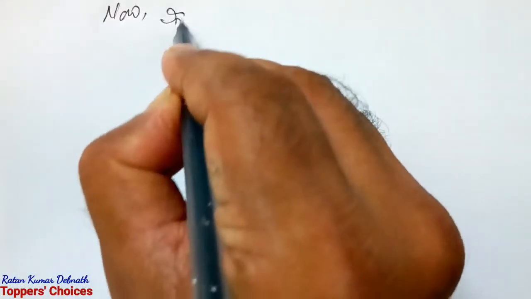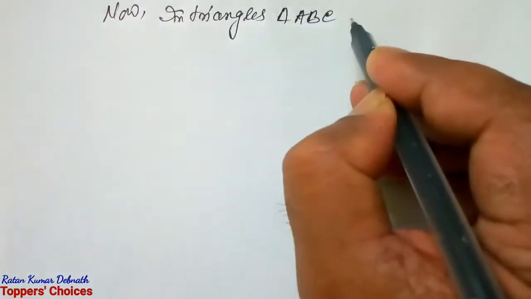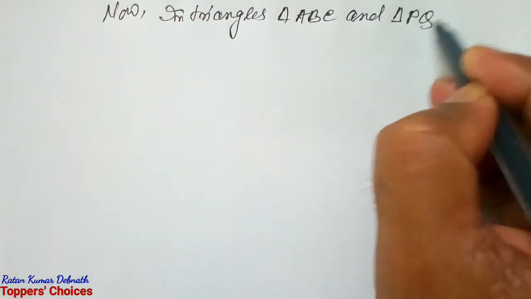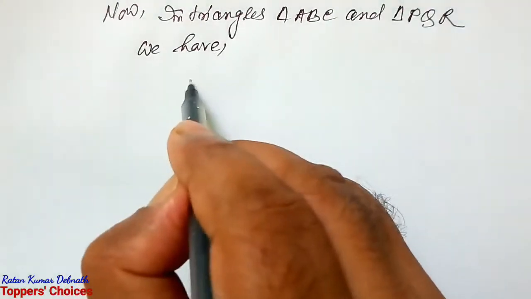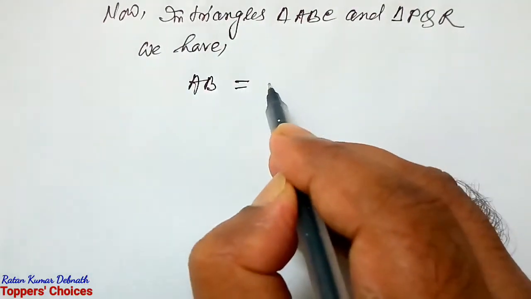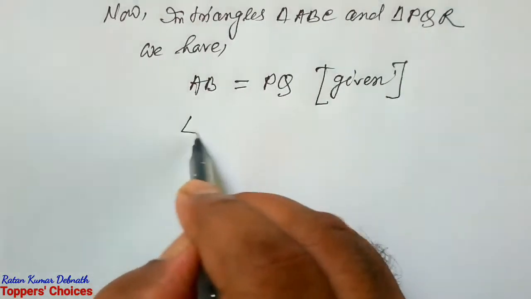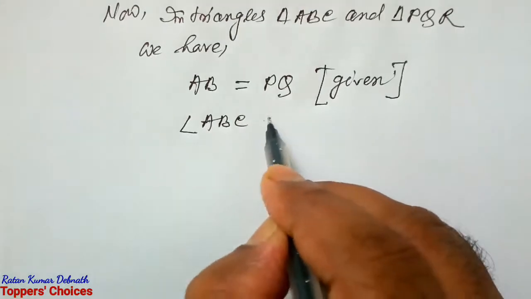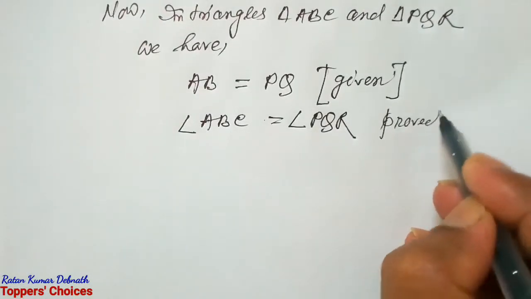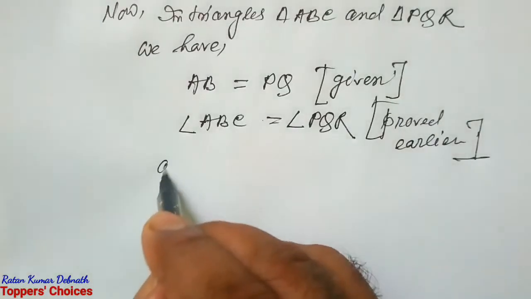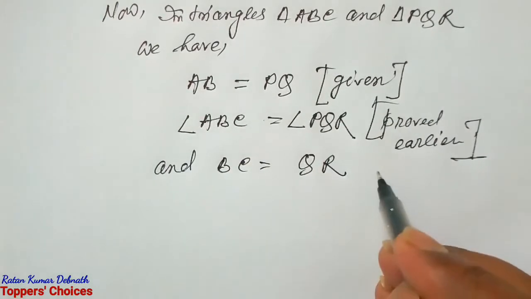Now in triangles ABC and PQR, we have AB equals PQ, which is given. Number 2, angle ABC equals angle PQR, proved earlier. And BC equals QR, which is given.